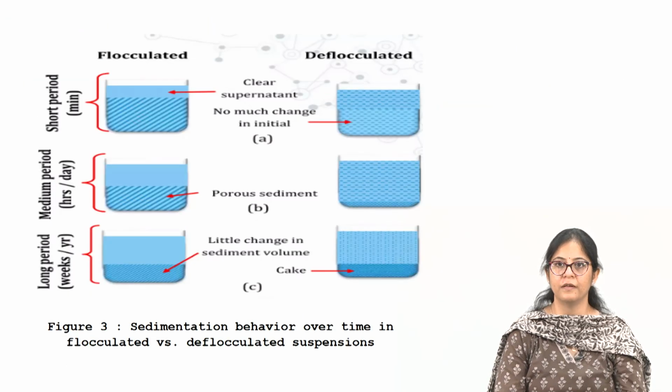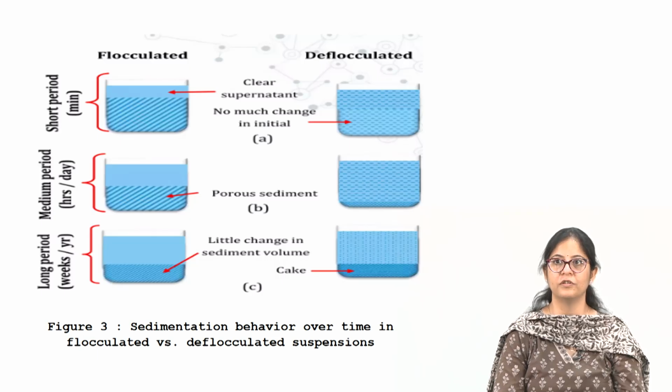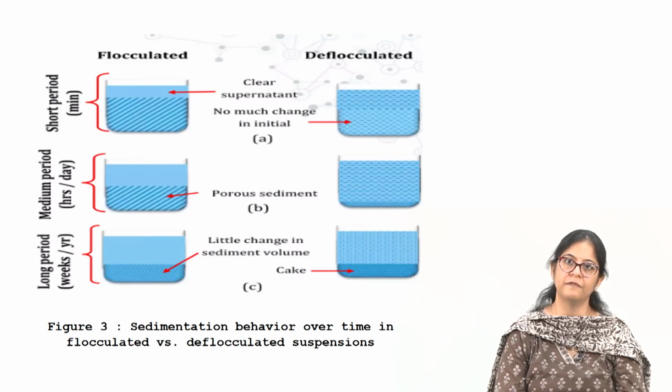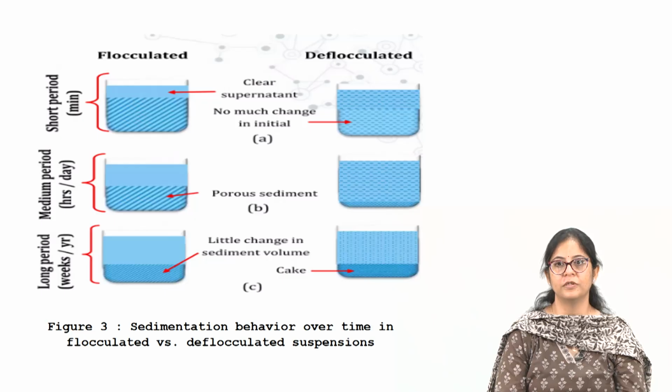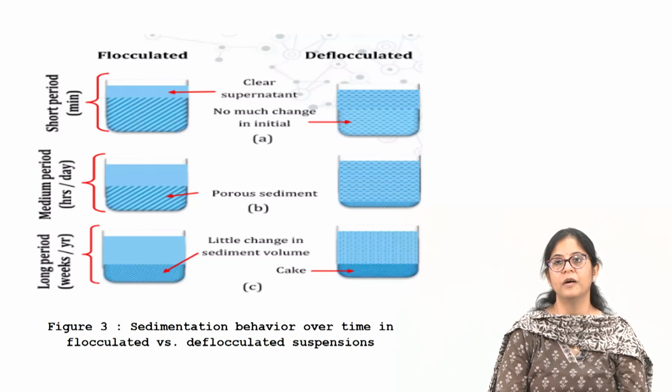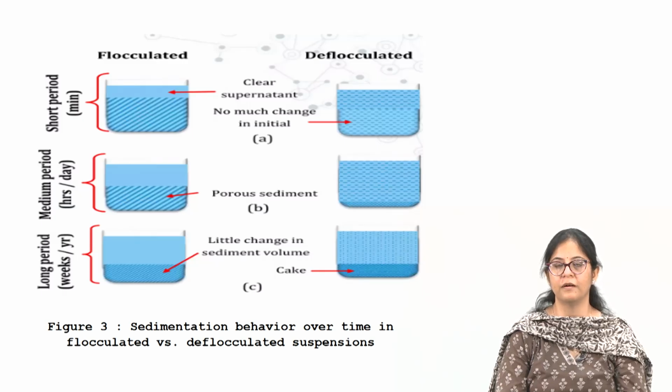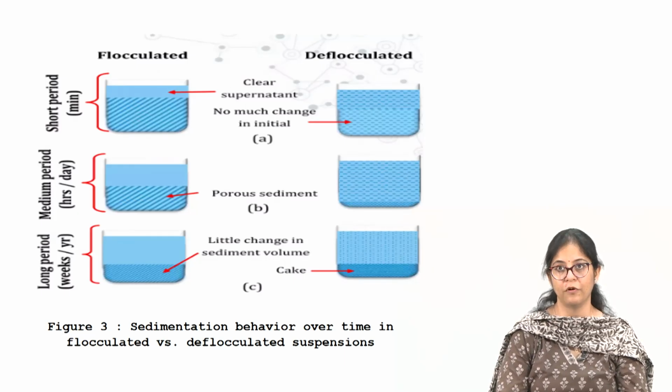So, this is a visual representation of flocculated and deflocculated suspensions. The flocculated suspensions over a period of time lead to the formation of cake. However, the deflocculated suspensions also form the cake, but their supernatant is still cloudy. However, the flocculated suspensions form a clear supernatant. The sediment formed in the case of flocculated suspensions is porous.